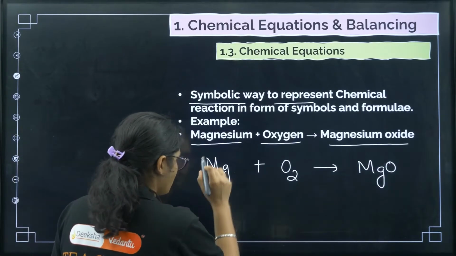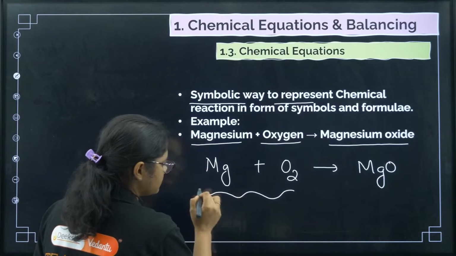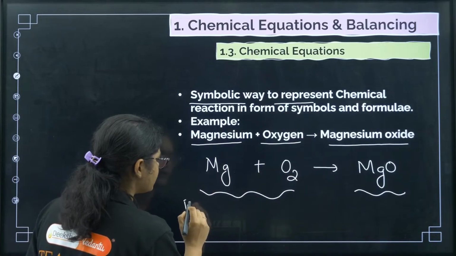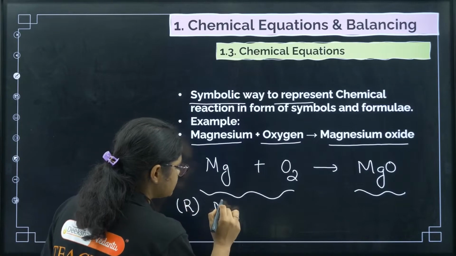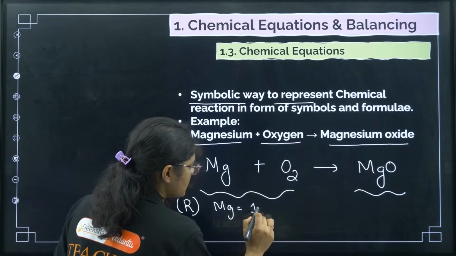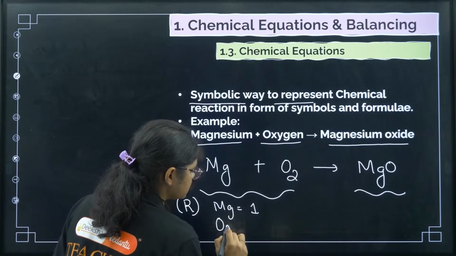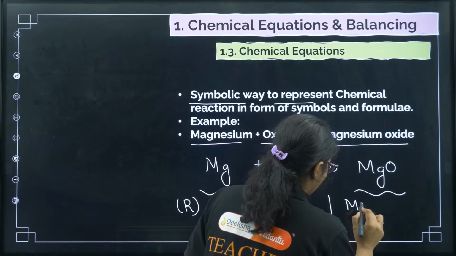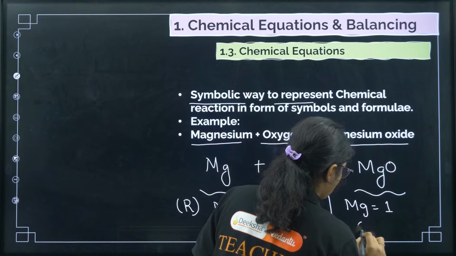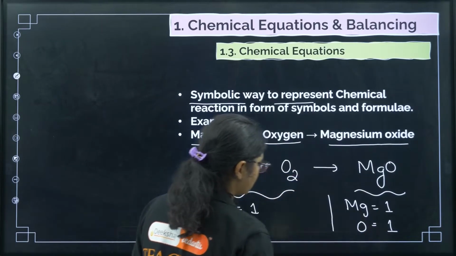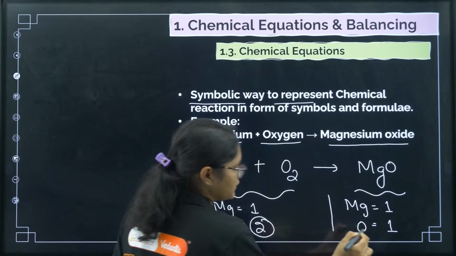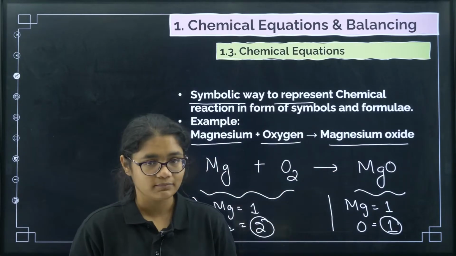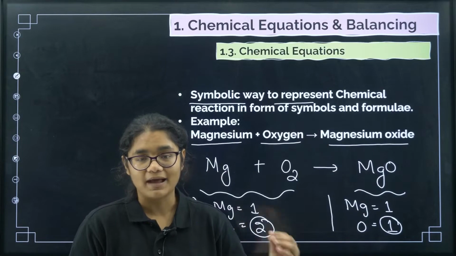This is the reactant side, and this is the product side. On the reactant side, magnesium, how many atoms are there? 1. Oxygen, I can say oxygen is 2. On the product side, magnesium is 1, but oxygen is also 1. On the reactant side oxygen is 2, here oxygen is 1. That means the number of atoms are not the same, right? So that is a not balanced reaction.